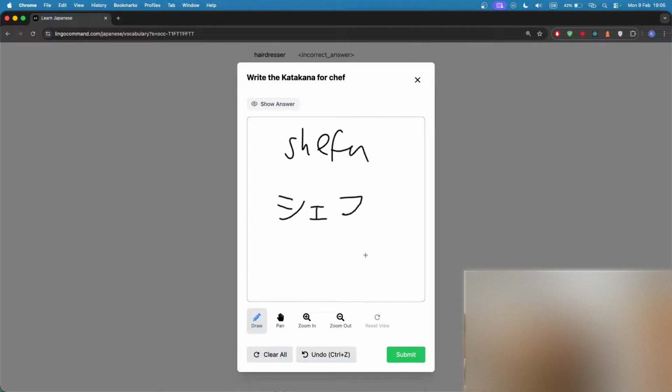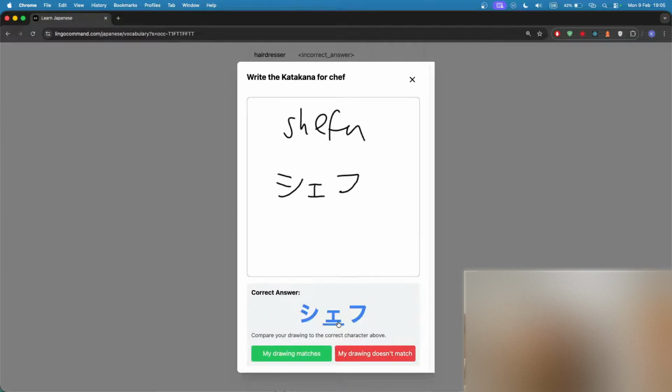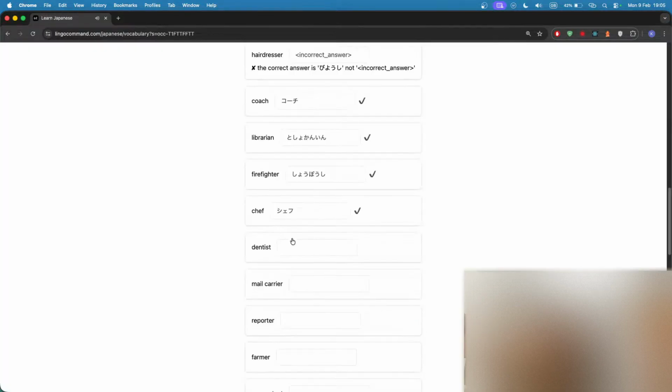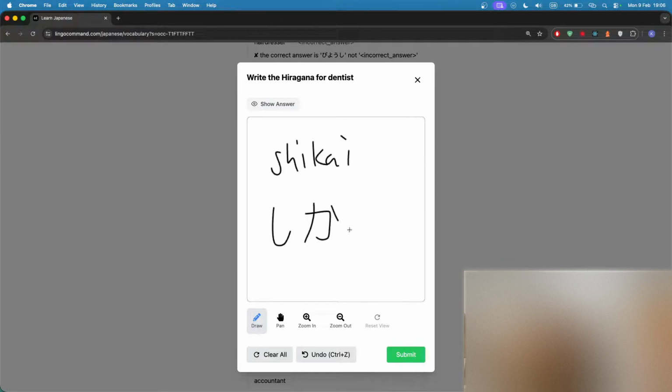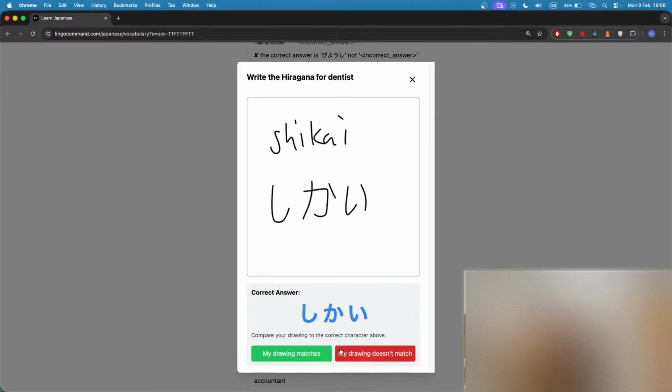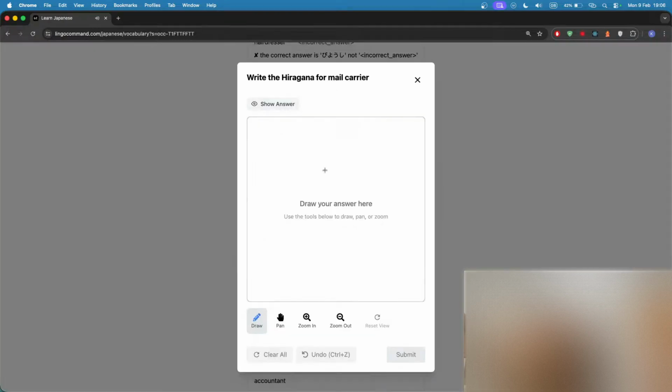And then we have fu here. You see this e here is half-sized. Dentist, is it shikai? I think it might be, shikai. Try and draw this a little bit more neatly. Shikai.